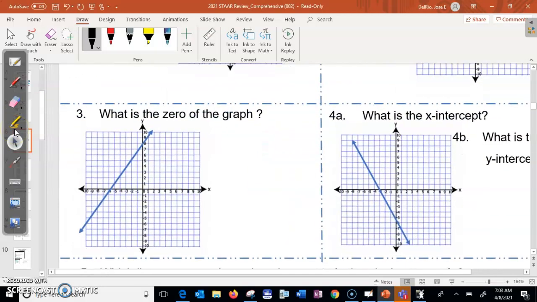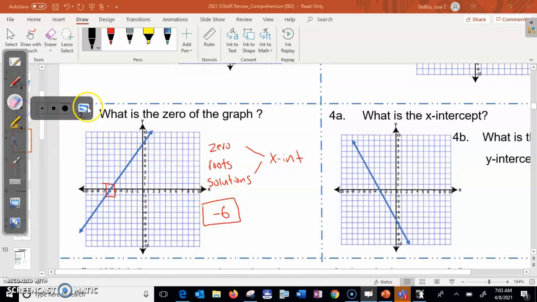On question number 3, what is the 0 of the graph? Guys, the following 3 words, I recommend you guys copy this into your packet. The words are 0, roots, and solutions. All 3 of those words are x-intercepts. So go ahead and copy this down into your notebook, guys. Please, all 3 of these words mean x-intercept. So right here, they're asking for the x-intercept. Right here, the answer is -6.